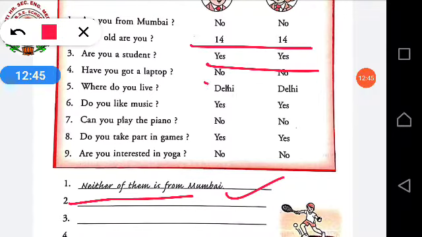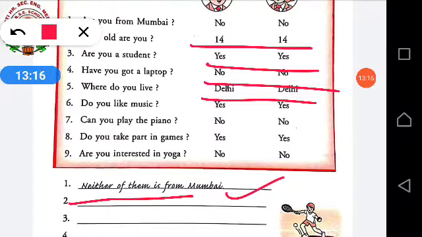Next, have you got a laptop? The answer is no. That means both of them do not have a laptop. So how will you write it? Neither of them has got a laptop. Why do we use neither of them has got a laptop? Because neither already means no, none. That's why it is already negative. Clear? In this way, the next one, where do you live? Delhi. So both of them live in Delhi.